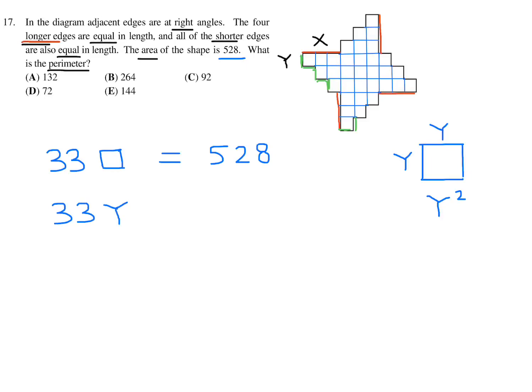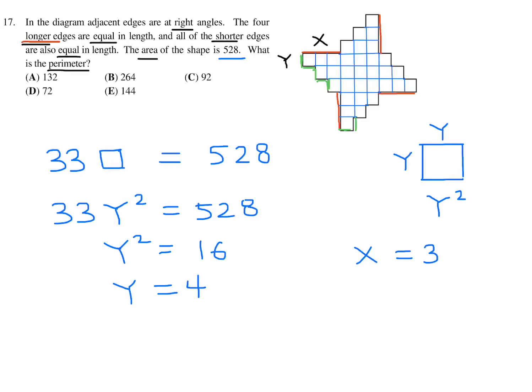Since each square has an area of y squared, we can solve for y. So y squared is equal to 528 divided by 33, which is 16. y is equal to 4. Now look back at the diagram. We also need to figure out what x is. Based on this diagram, we can clearly see that x is equal to 3y, and therefore x is equal to 3 times 4, which is 12.